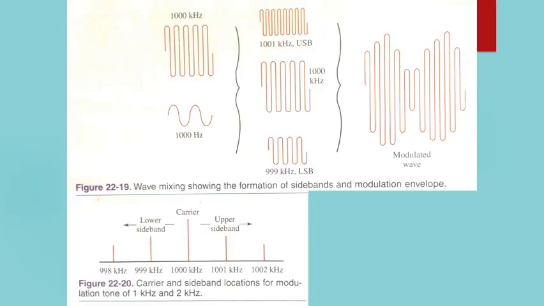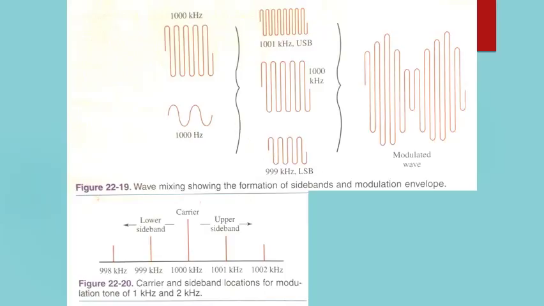In order to transmit a 5000 Hz tone of a violin using AM, sidebands of 995 kHz and 1005 kHz would be required. The frequency bandwidth to transmit the 5000 Hz musical tone will be 10 kHz.